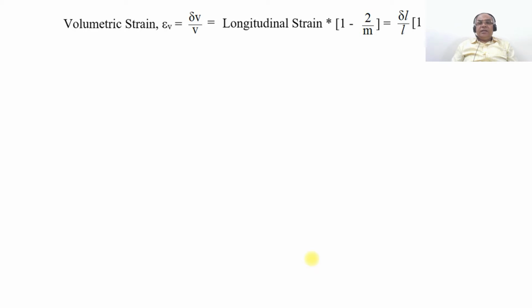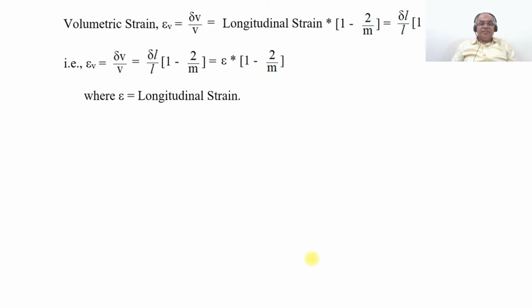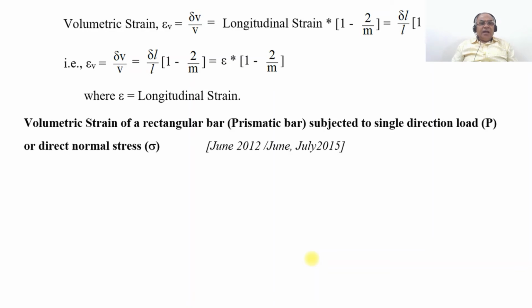So delta L by L into 1 minus 2 by m. Therefore, epsilon V, which is delta V by V, will be equal to delta L by L into 1 minus 2 by m. So what is delta L by L? It is epsilon into 1 minus 2 by m, where epsilon is the longitudinal strain, and that is how you will be able to derive this equation.